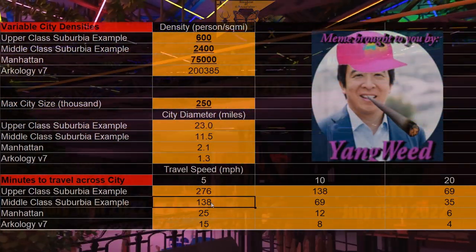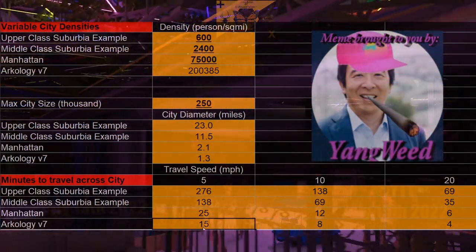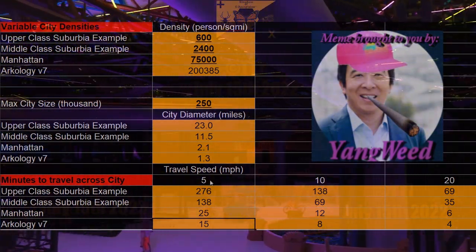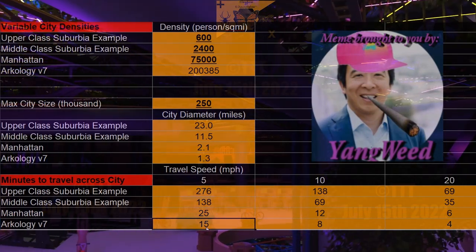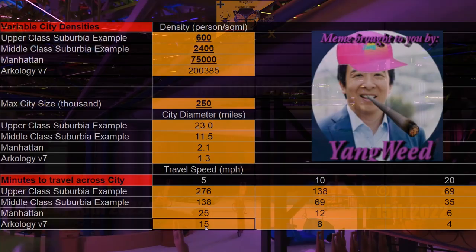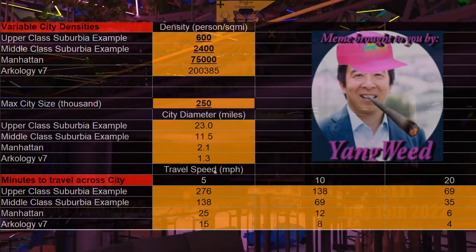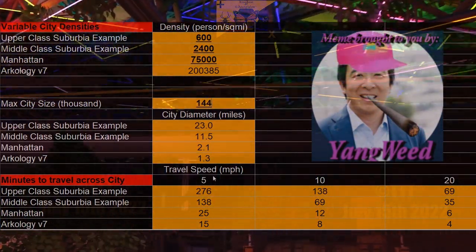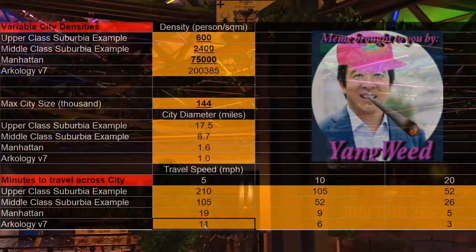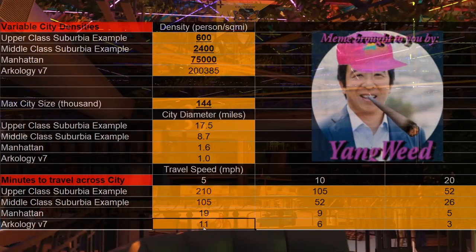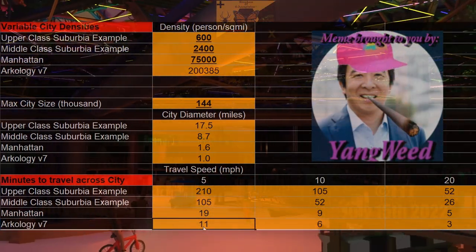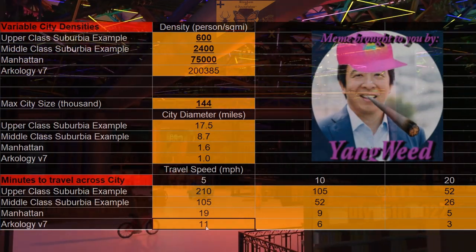So this is like walking. 15 minutes, you can walk anywhere in the city. Now, if you're walking halfway across the city, now it's a 7-minute walk. If you're walking a quarter across the city, that's a 3.5-minute walk. With 250,000 people. Now, if we have 144,000 people, now we're looking at 10 minutes to walk across the city, 2.5 minutes to walk 25% of the city.